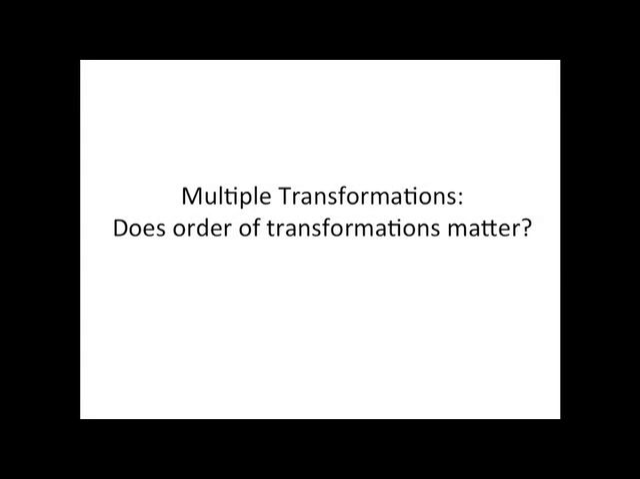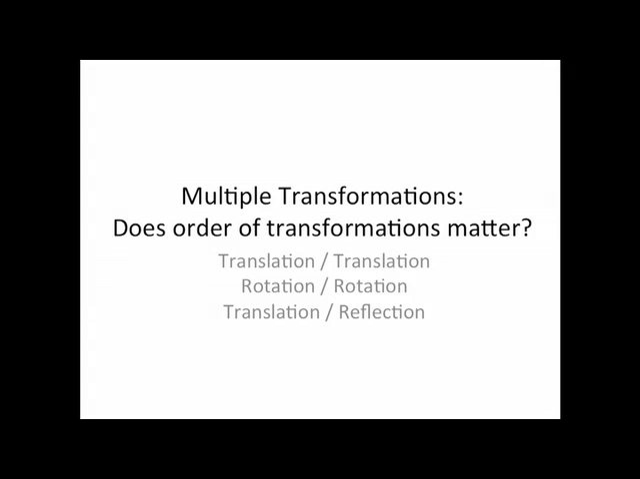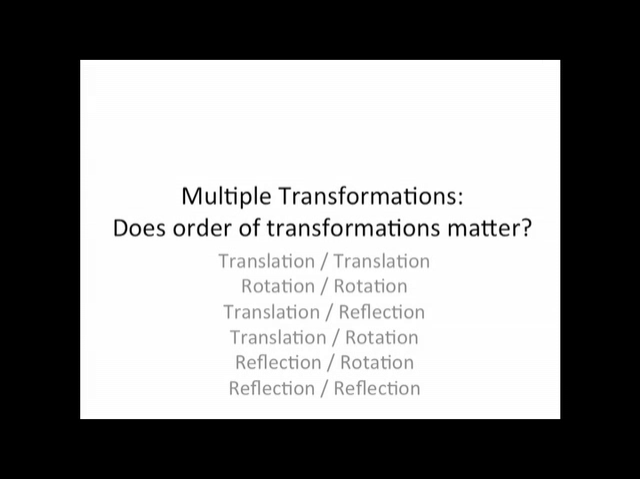Today's lesson is on multiple transformations, asking the question: does the order in which we do the transformations matter to the end result? There are only 6 different combinations of 2 different transformations one can do. You can do 2 translations, 2 rotations, a translation and a reflection, a translation and a rotation, a reflection and a rotation, and 2 reflections.